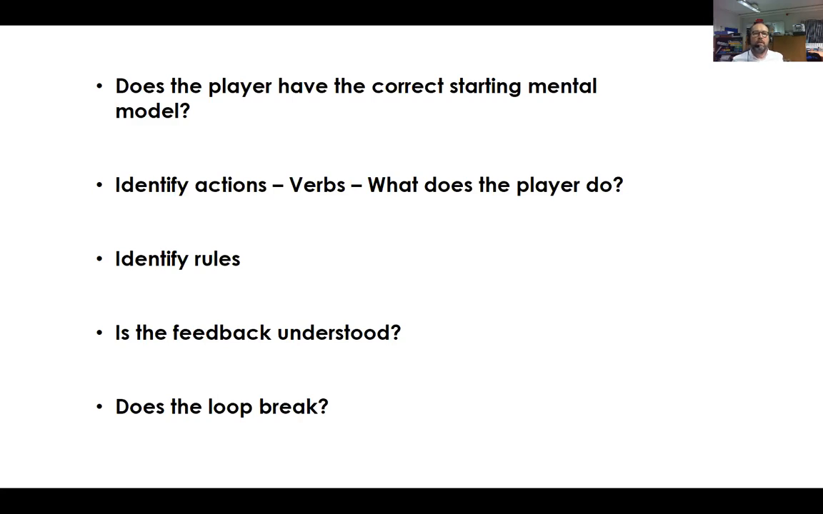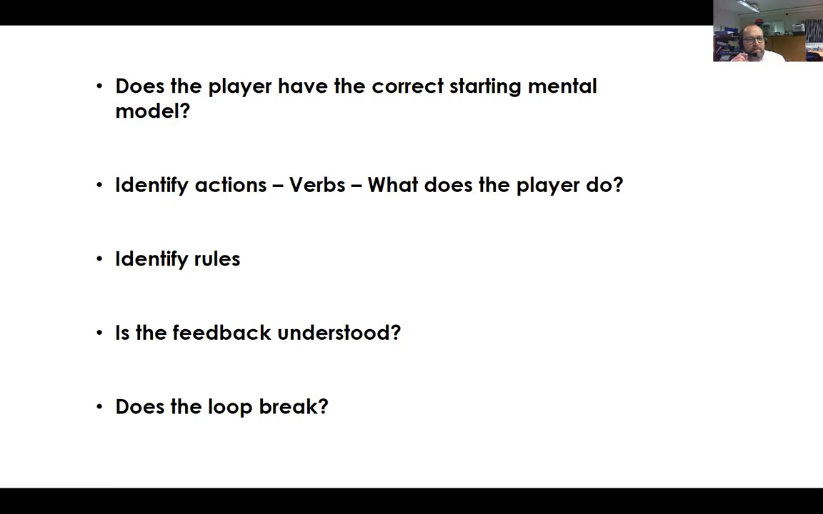Okay, so when you're looking at how players are playing the game, they need to have a concept of your game in their head. Did they have the right mental model? Do they know what they need to do? Do they understand the story of the game? Do they understand the rules of the game? So they need to know what it is they have to do. Roll the dice, move the places.